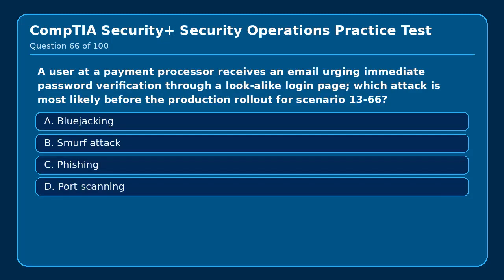Question 68. During a phone call, an attacker claims to be IT support and asks a user at a logistics company for an MFA code. Which term fits best while updating the runbook for scenario 13 to 68? A. Phishing. B. Pretexting through USB. C. DNS tunneling. D. Smishing. Take a moment to choose your answer.